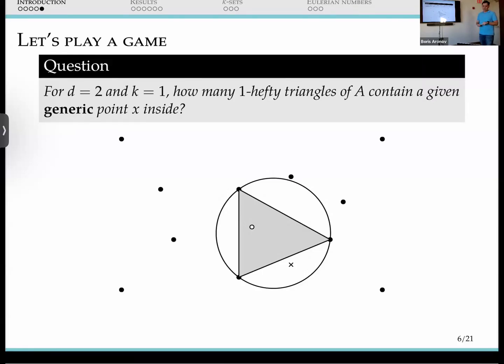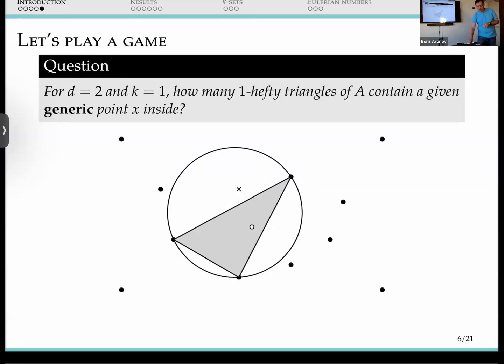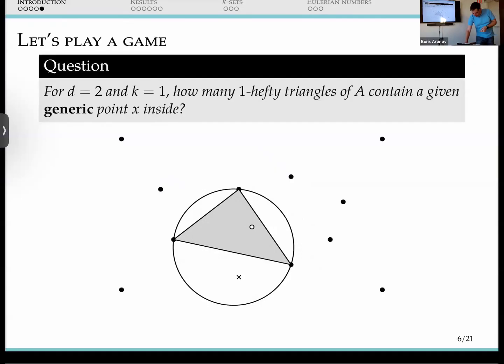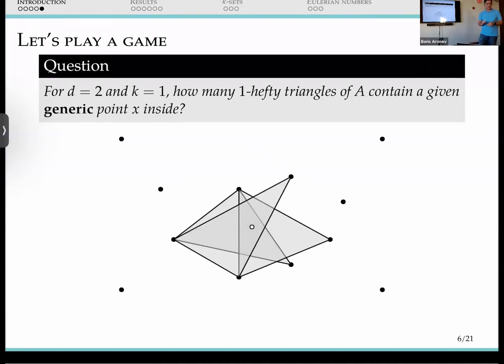The reason for that is that this triangle cannot have an empty circumcircle because it was not in the original Delaunay triangulation. So it must have at least one point of the set inside, but it doesn't have all the other points. So it may have only one point, it's exactly one. And we can repeat that process with the second vertex, with the third vertex, and overall we will have these three one-hefty triangles. And there are no more.